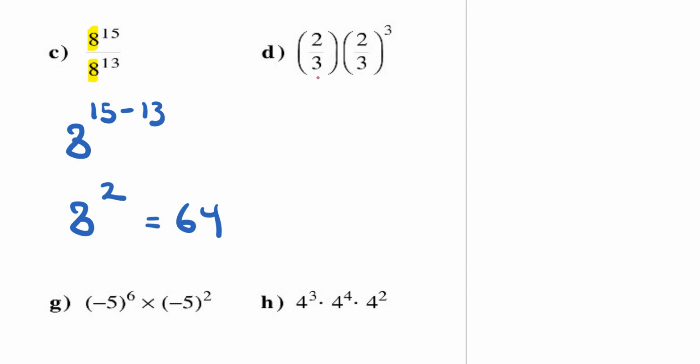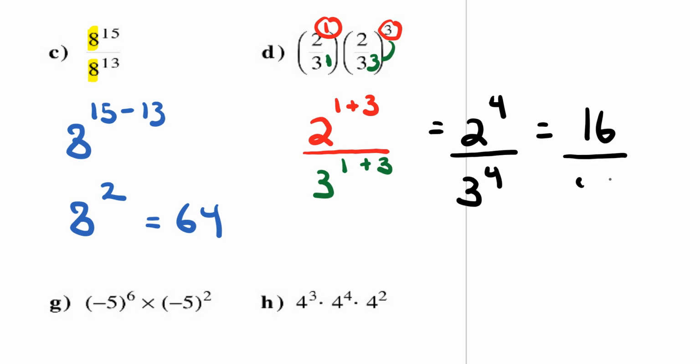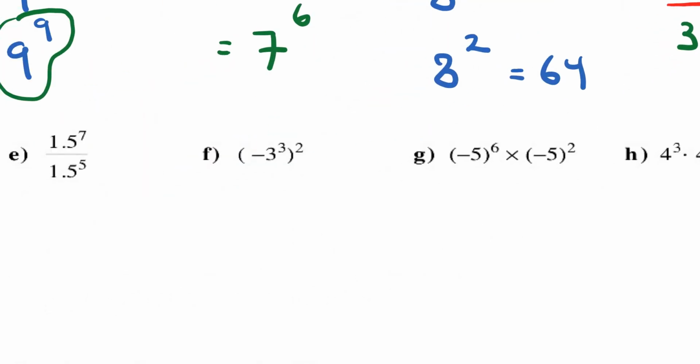Let's figure this out. So I have 2/3. So there's like a 1 and a 3. So that's 2 to the power of 1 plus 3, all divided by, and there's also an invisible 1 here. So that's going to be 3 to the power of 1 plus, and then this 3 goes down there as well. So 1 plus 3 there. Okay, so this will be 2 to the power of 4, all divided by 3 to the power of 4. And 2 to the power of 4 is going to be 16, and 3 to the power of 4 is going to be 81. Okay, so that's it for that one. Let's move on to the next one here.